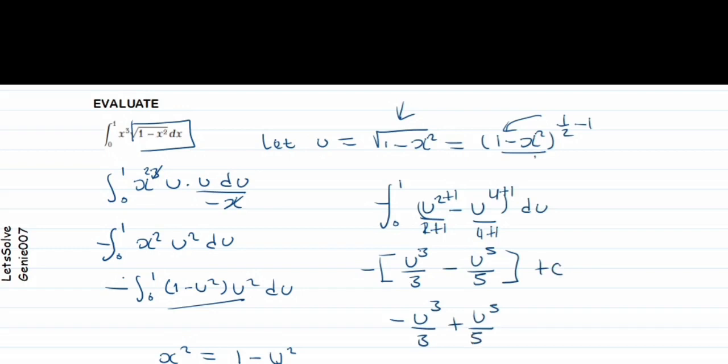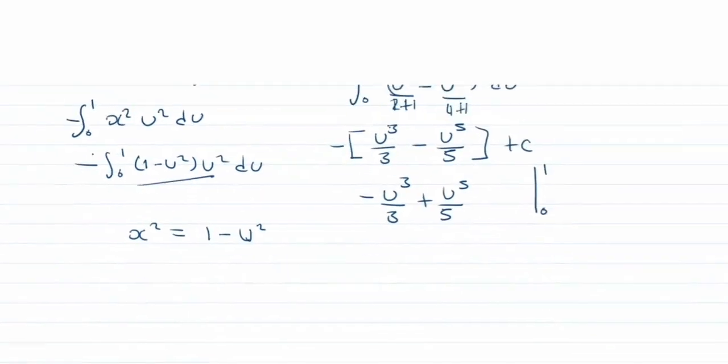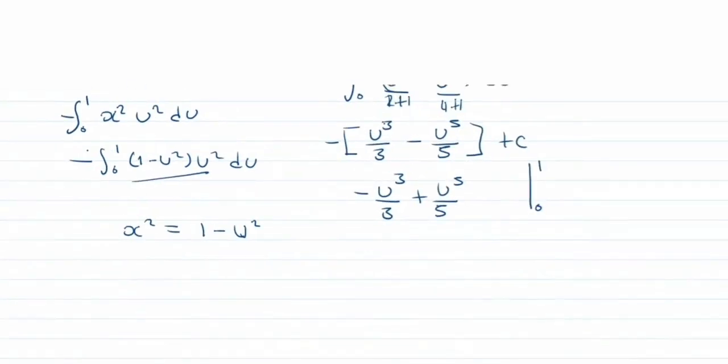Since we've been given the limits from 0 to 1, we're going to plug in the limits. Since we know that it's g of b, the upper bound, minus g of a, the lower bound.